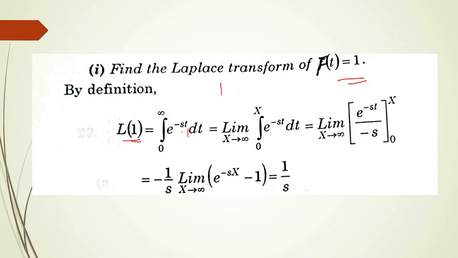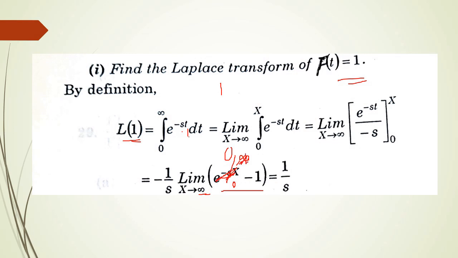So 0 to x e to the power of minus st dt, then limit x tends to infinity, e to the power of minus st divided by minus s. After doing this integration from 0 to x, we have applied the two limits, upper limit and lower limit. Then e to the power of minus sx minus 1. It happened because this x means infinity over here, and as you can see, something to the power of infinity gives us 0, so this entire thing becomes 0.